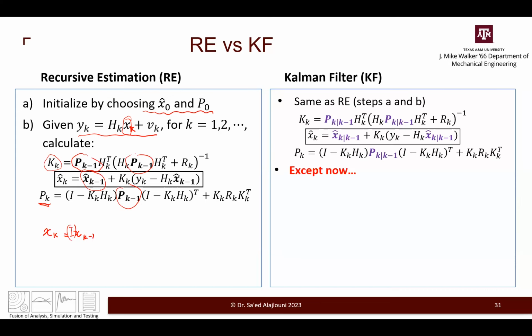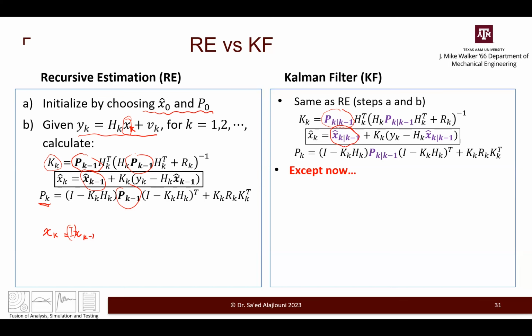If we go to the Kalman filter, let's see what happens. The Kalman filter is exactly the recursive estimation. You follow these steps, except what's in boldface on the left side of the screen is now in purple, and we slightly abuse the notation. So now instead of p sub k minus 1, we have p sub k given k minus 1. So we have an estimate of the covariance given k minus 1 observations or measurements. And instead of x hat sub k minus 1, we have x hat k given k minus 1.